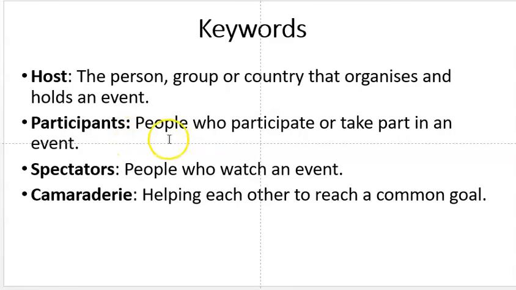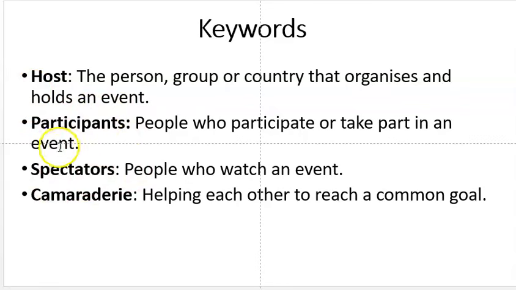Participants are people who participate, people who will be part of the event that will be occurring. Spectators are people who will be watching an event when it's happening. Camaraderie has to do with helping each other in order to reach the common goal that we want to achieve at the end.